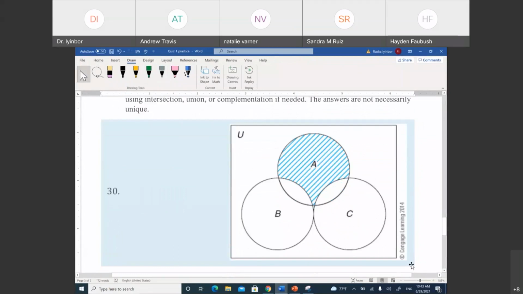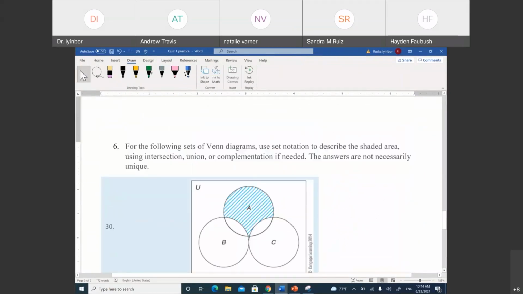I'm just gonna make it smaller, it's too big, right? Okay, there you go. So this is number 30 from your book. I mean, you have the answer there also, but let me show you how to do this one.